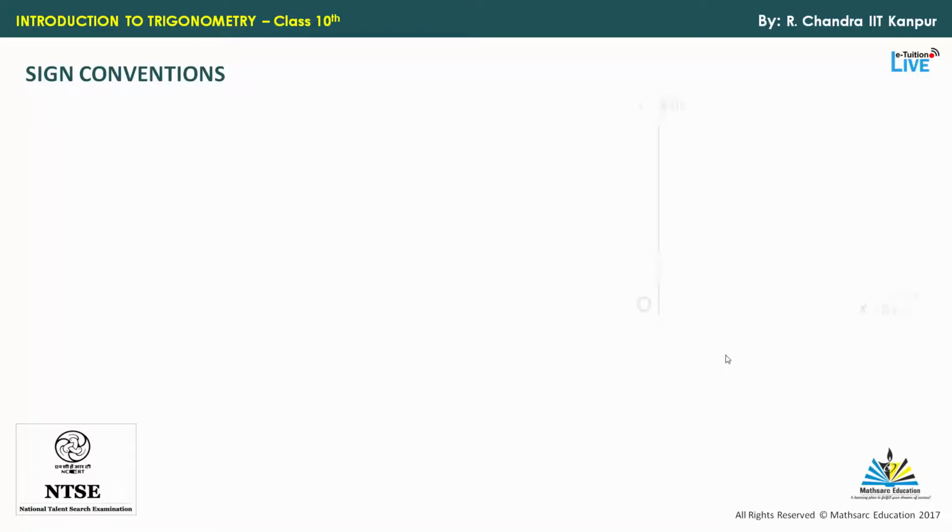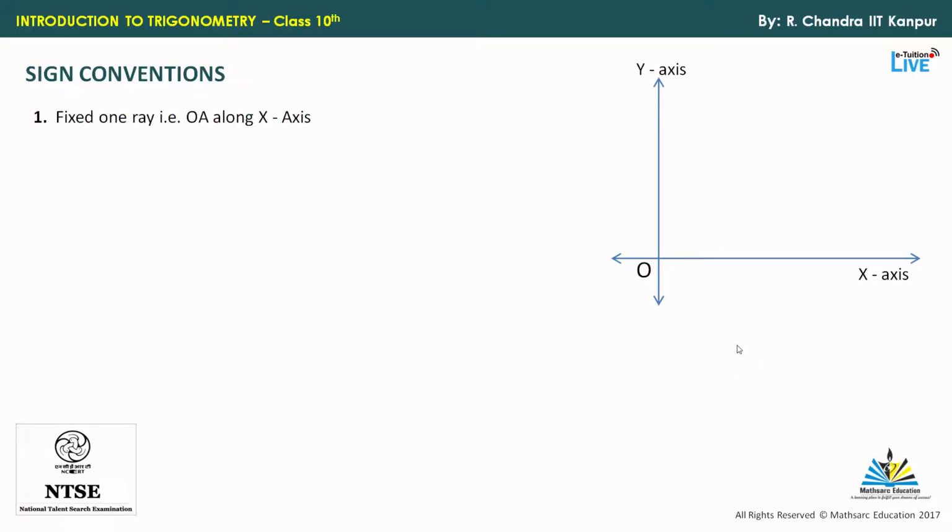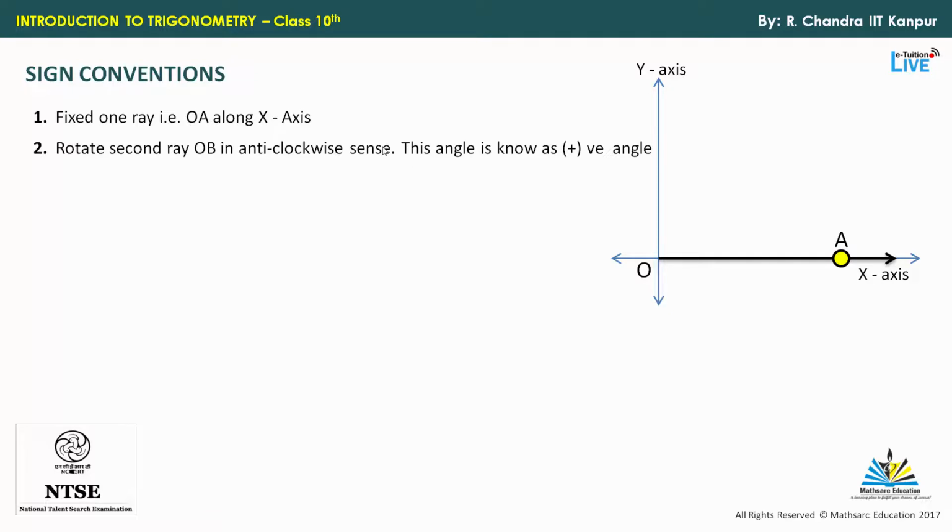Now there is a sign convention to measure the angle between two rays. Here is the coordinate axis, x-axis and y-axis. We have the Cartesian coordinate system. So the sign convention is, first fix one ray, that is OA, along the x-axis. And second, rotate the second ray OB in anti-clockwise sense, and this angle is known as a positive angle.